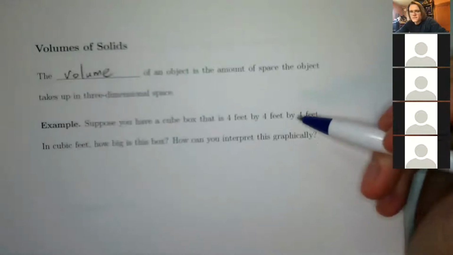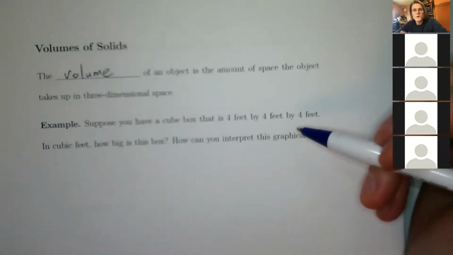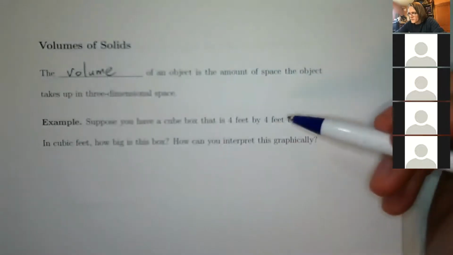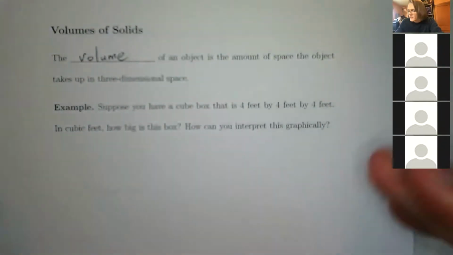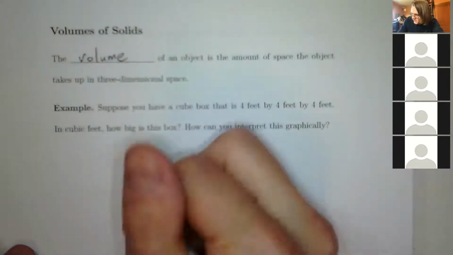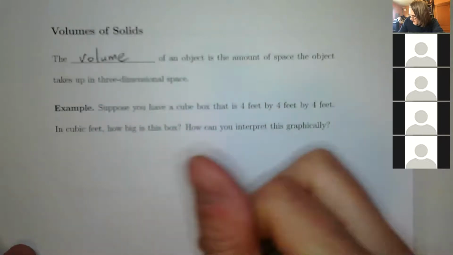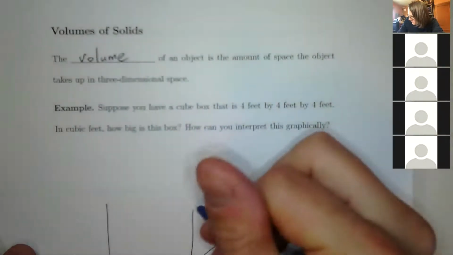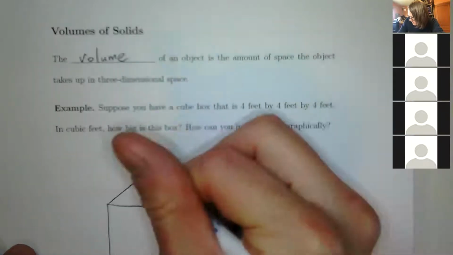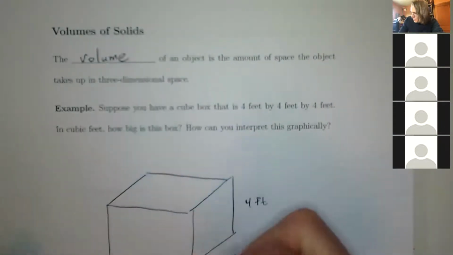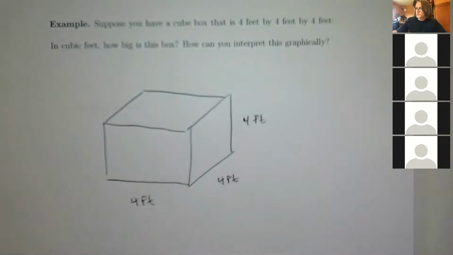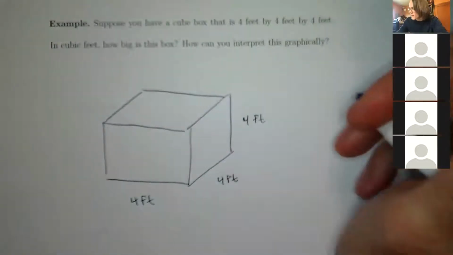Suppose you have a box that is a cube. So it's 4 by 4 by 4 feet. In cubic feet, how big is this box? And how can you interpret this graphically? I'm sure most of you can compute the volume of a box already, but if you don't quite understand, let's look at this graphically. So I have this box, and it's 4 by 4 by 4. And I'm playing a dangerous game using my pen. So it's 4 feet by 4 feet by 4 feet. Now, suppose that you have a bunch of tiny little boxes that are all 1 by 1 by 1 feet.